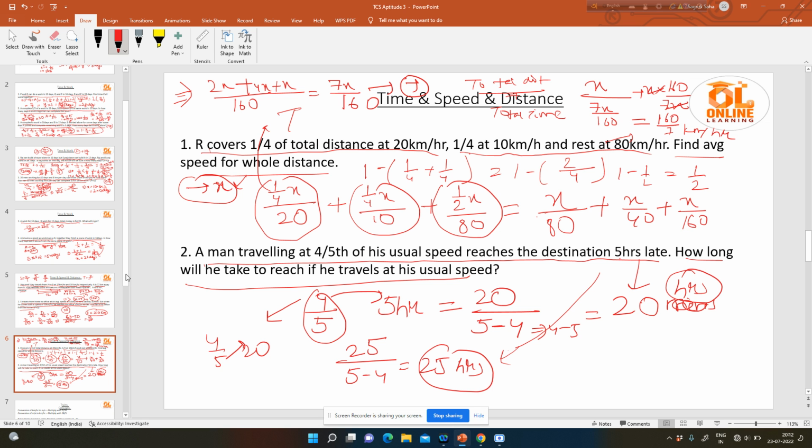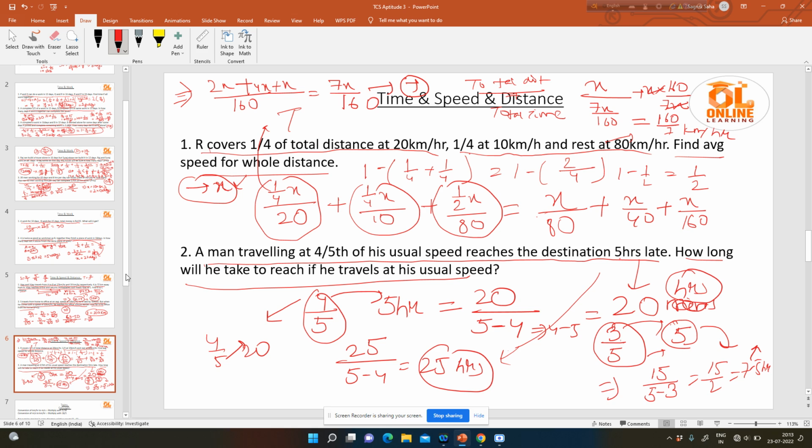Suppose they have mentioned a man traveling at 3 by 5 of his usual speed reaches the destination 5 hours late. So what will be his usual time, how long will it take to reach if he travels at his usual speed? How will we do this? We multiply 3 into 5 in the numerator, that would be 15, and in the denominator we subtract, that is 5 minus 3. So 15 by 2, it would be 7.5 hours. At his usual speed he will reach in 7.5 hours.